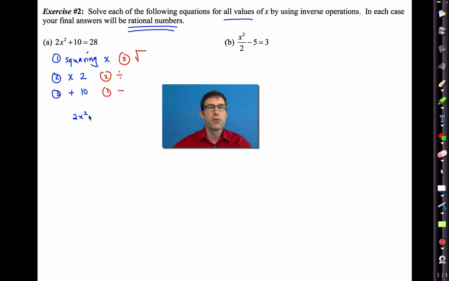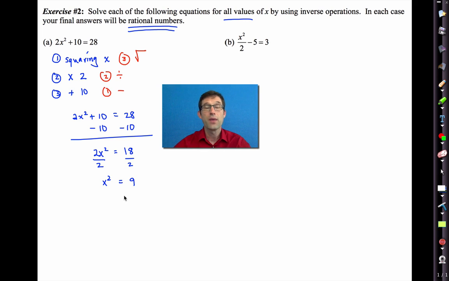Let me take my problem and put it down here. 2x squared plus 10 is equal to 28. First thing I'm going to do is use the additive property of equality to subtract 10 from both sides. That's going to get me 2x squared is equal to 18. Then I can use the multiplicative property and divide both sides by 2. That's going to get me x squared equals 9. And really, at that stage, I'm back to where I was in exercise 1. Now I can take the square root of both sides, and I just have to remember to put a plus or minus in there, and I'll get plus or minus 3. All right, so either one of those answers will solve this problem.